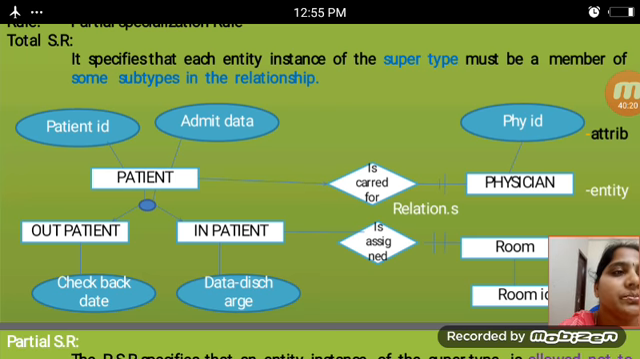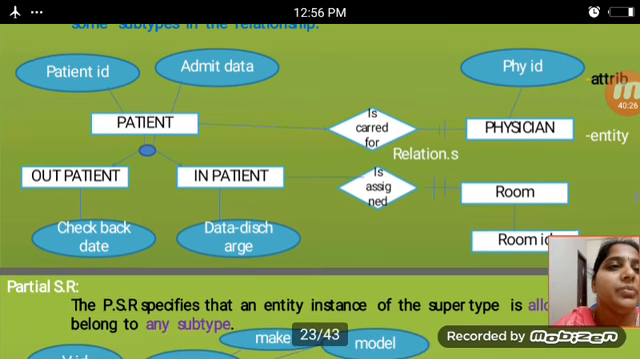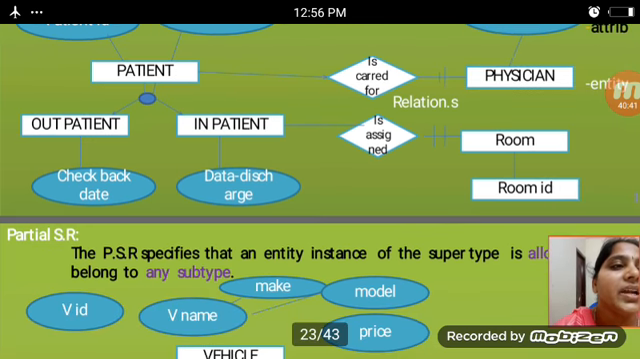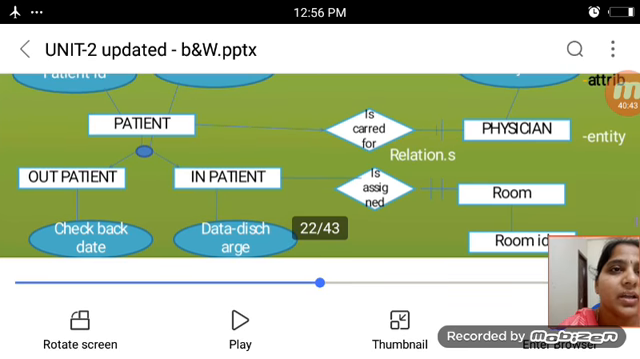Physician is an entity type, and a physician has a physician ID. Outpatient has a check back date, and inpatient has a schedule date, and then is assigned to a room, with a room ID. This is an example of specialization constraints.